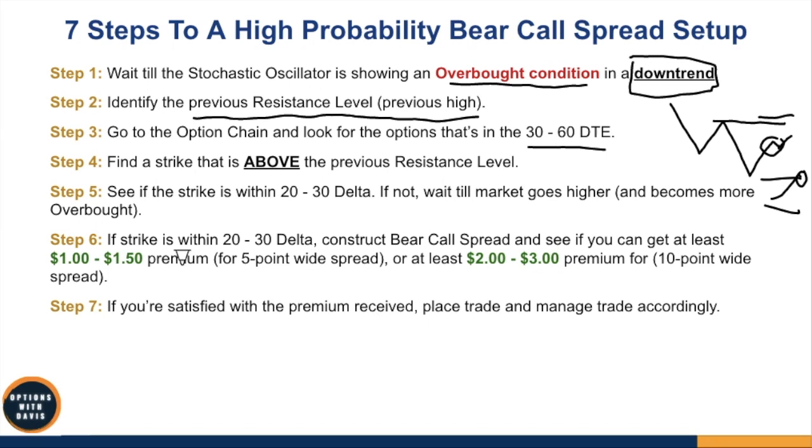Step number 6, if the strike is within 20-30 deltas, you want to construct your bear call spread and see if you can at least get $1 to $1.50 premium for a 5-point wide spread, or at least $2 to $3 premium for a 10-point wide spread. Finally, if you're satisfied with the premium received, let's place a trade and manage the trade accordingly.